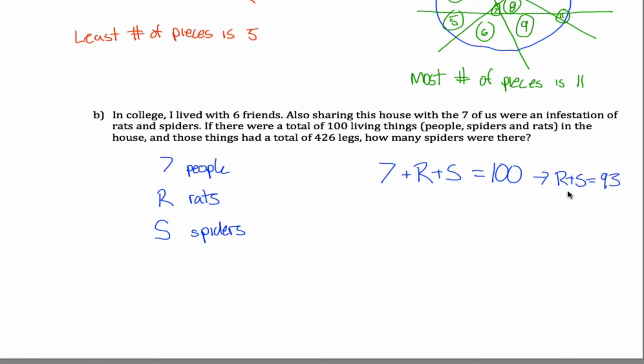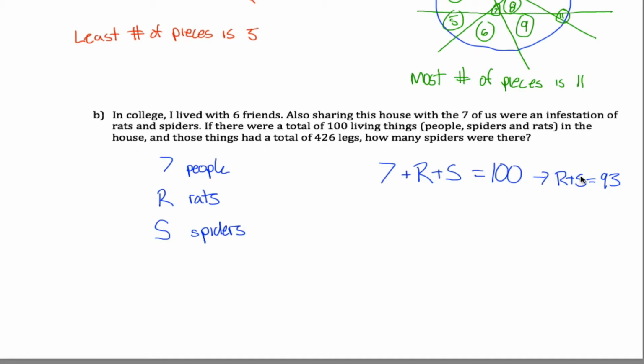It might be easier to just deal with the number of rats and spiders because the number of people is not unknown. I'm not saying I don't know how many people live with me, how many people, rats, and spiders are in this house. I said there's 7 people. It's not a variable here. So it might be easier to write your equation like this, but either one will suffice. So this first equation deals with how many of these things there are. And now I need an equation that deals with the total amount of legs these things have.